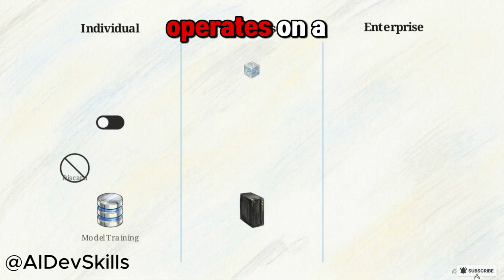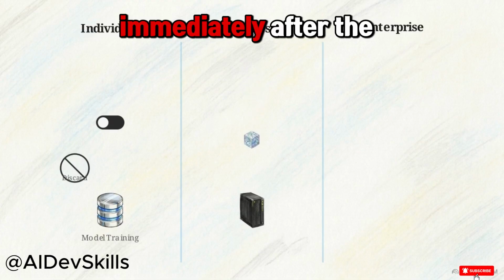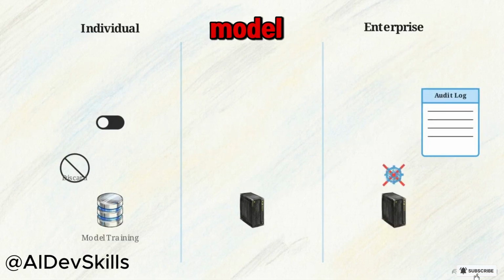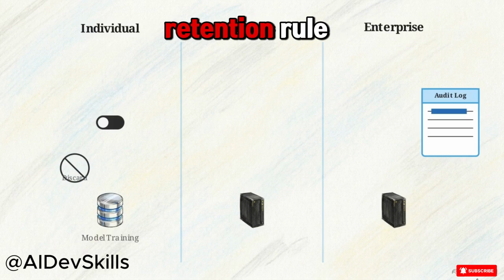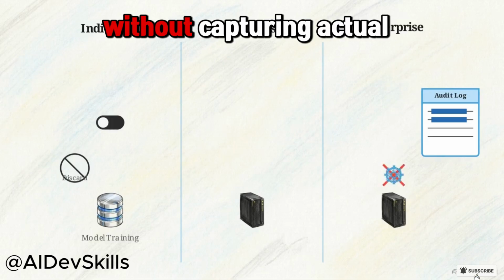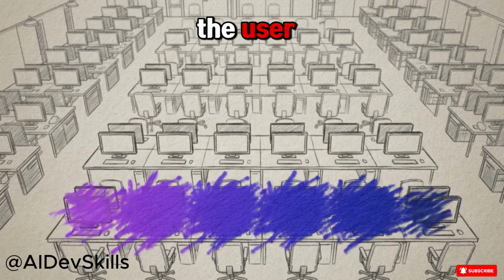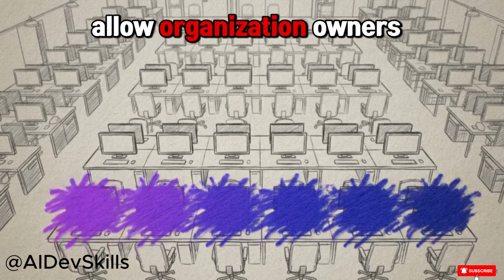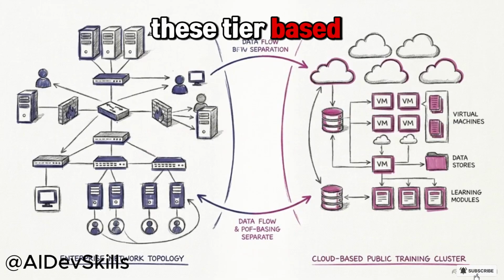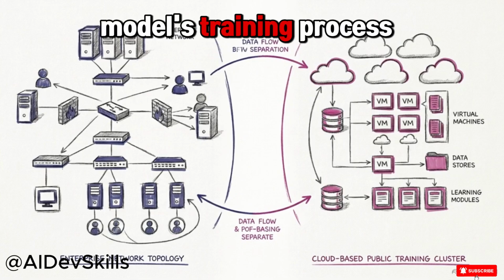The business tier operates on a zero retention architecture. For business users, GitHub discards the prompt immediately after the completion is generated. Your code is never stored and never used to train the base model. The enterprise plan mirrors this zero retention rule, but adds centralized audit logs, allowing administrators to track usage metadata without capturing actual code. Unlike the individual plan, where settings are managed by the user, the business and enterprise tiers allow organization owners to enforce these policies across every seat in the company. These tier-based boundaries ensure that enterprise intellectual property remains structurally isolated from the public model's training process.